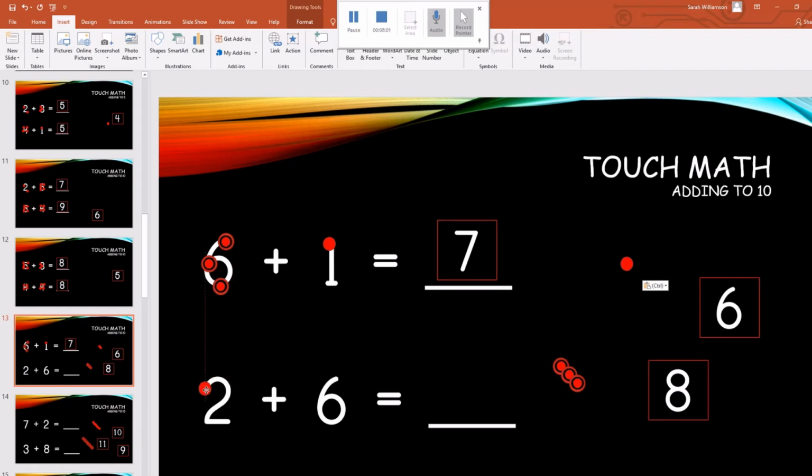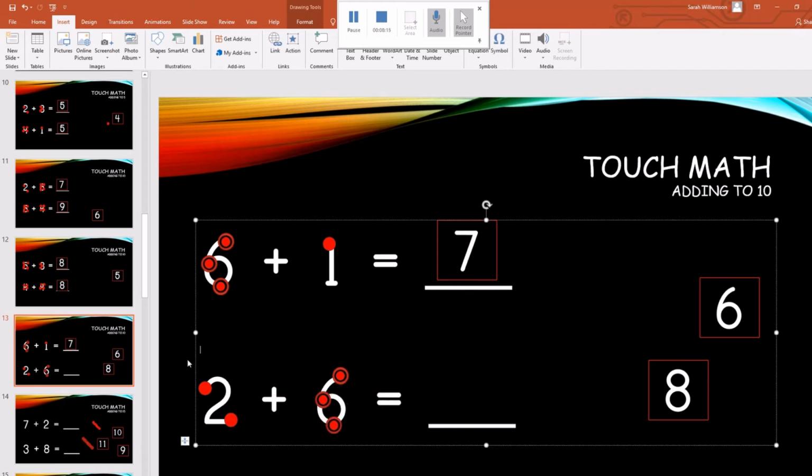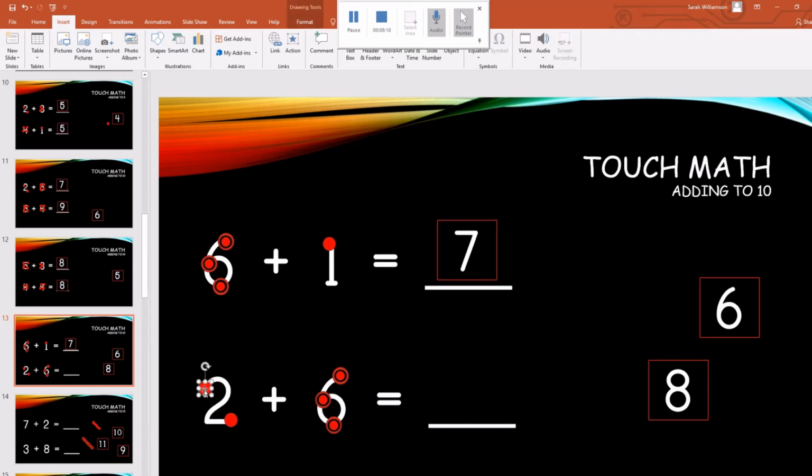All right, here we go. 1, 2. Good. Now we're going to put the dots in the right spot on the 6. And there we go. Perfect. Okay, now we're going to go ahead and count our dots. Ready? 1, 2, 3, 4, 5, 6, 7, 8. The answer is 8. Yay.